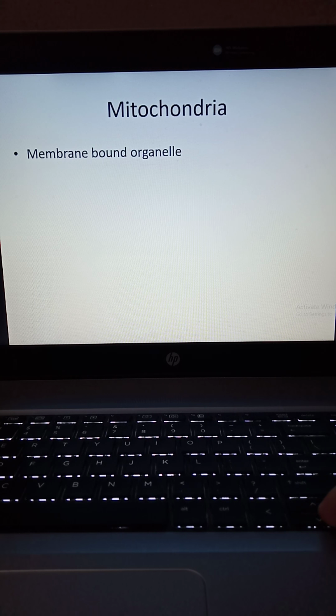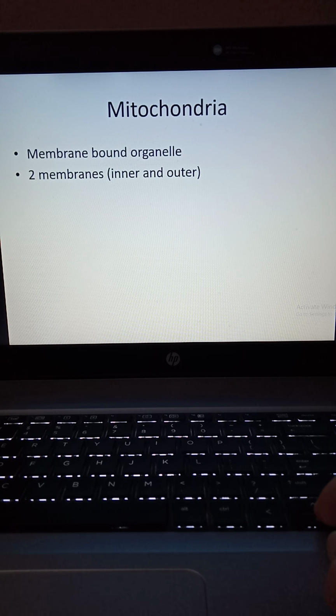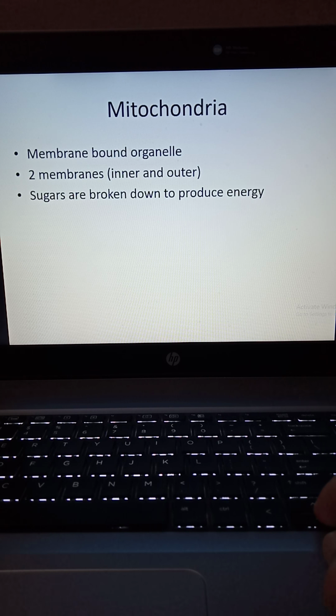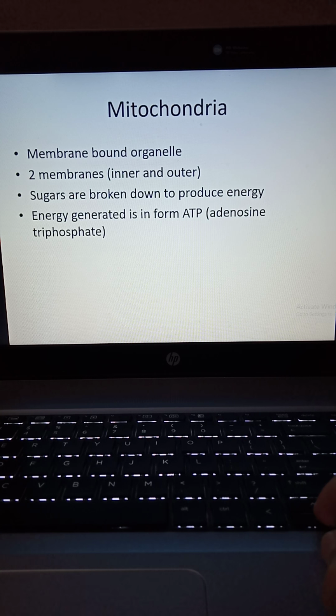So if we go back to the slide, mitochondria, now we know, are membrane-bound organelles. They have two membranes, inner and outer, as I have drawn for you. And this chemical reaction is happening: sugars like glucose are being broken down to produce energy. Energy means ATP. Energy is generated in the form of ATP, which is adenosine triphosphate.